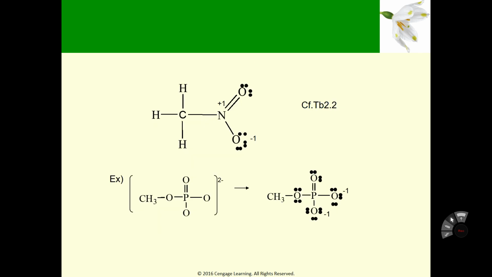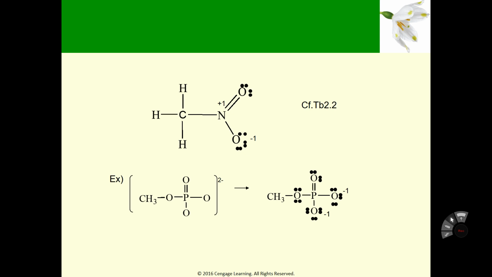There are some more examples here. In this case, CH3NO2. In this case, nitrogen has a +1 formal charge, because if you count the number of electrons around nitrogen, it is 4. Actually, if you look at the atomic tables, the number of electrons in the outermost shell of nitrogen is 5. Therefore, it is +1. Oxygen is -1.